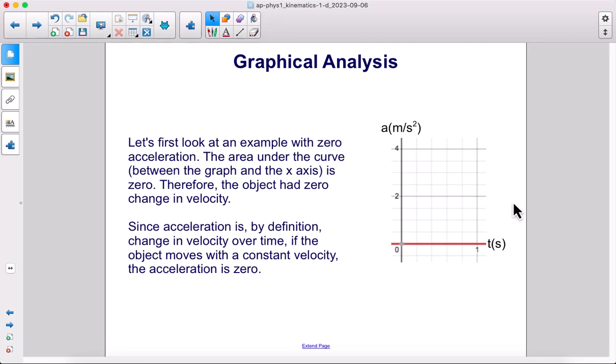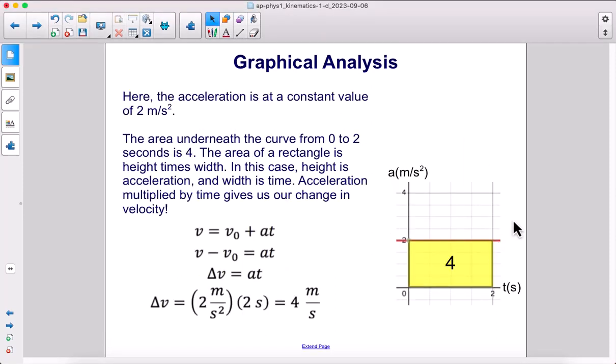Let's first look at an example with 0 acceleration. The area under the curve, which really means the area between the graph and the x-axis, is 0. Therefore, the object had 0 change in velocity. Since acceleration is, by definition, change in velocity over time, if the object moves with a constant velocity, the acceleration is 0. In this example, the acceleration is at a constant value of 2 meters per second squared.